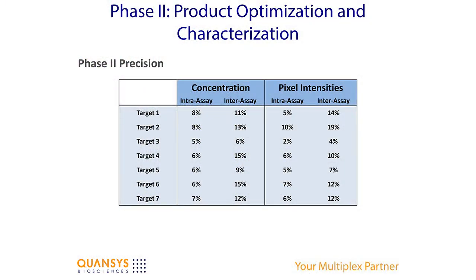Then we move on to precision. Again, we have our precision values based on concentration, so these are backfit values off the standard curve. And then over here, this is based on the signal that we observed on the assay. And you can see that the specification was less than 15 for intra and less than 20 for inter, and we did well in meeting those specifications.